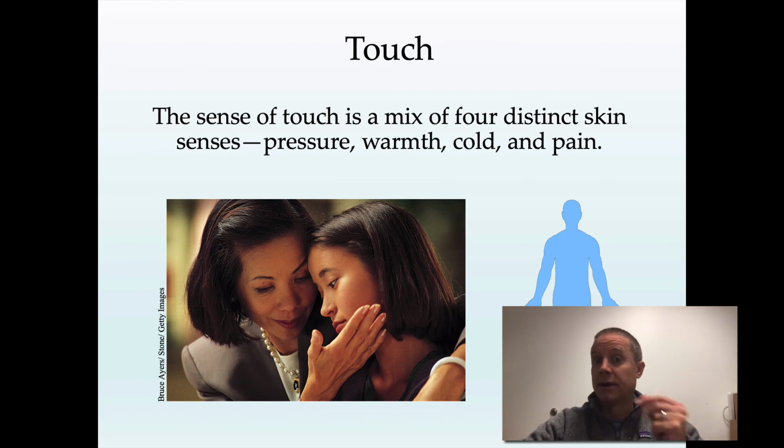Okay, we're just powering through these. Sense of touch is a mix of 4 distinct things: pressure, warmth, cold, and pain. Those are the things that we feel with our sense of touch.